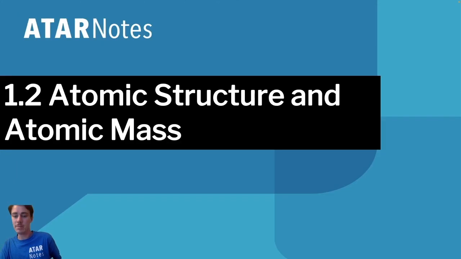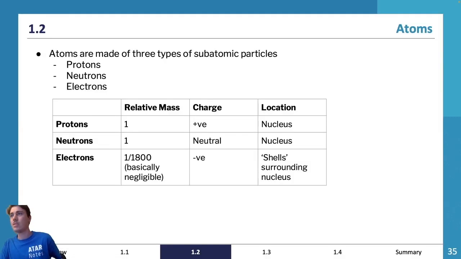Going to jump back into atom structure and atomic mass. So, atoms are made up of three types of subatomic particles, and this is where we get more into why our periodic table is built the way it is. Atoms all are made up of protons, neutrons, and electrons.